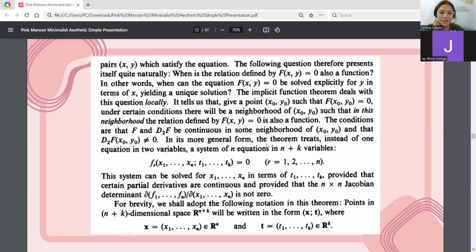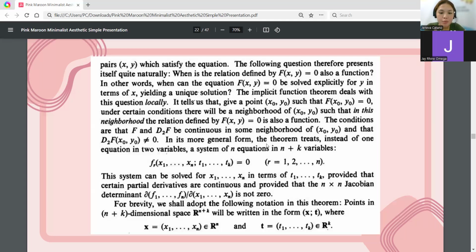Okay, so let's continue. The system can be solved for x sub 1 up to x sub n in terms of t sub 1 up to t sub k, provided that certain partial derivatives are continuous, and provided that the n by n Jacobian determinant of f sub 1 up to f sub n over x sub 1 up to x sub n is not 0. I'm not really sure how to read this mathematical symbol.